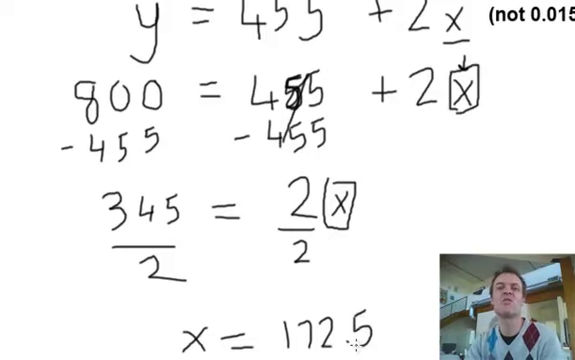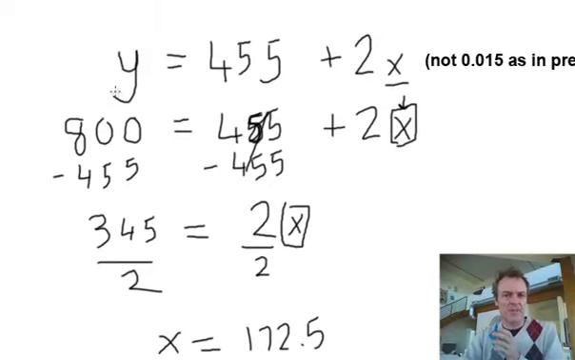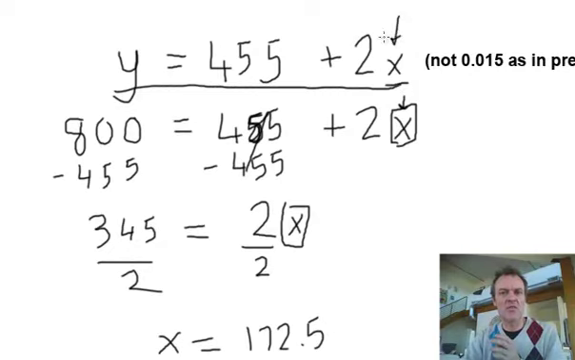All right, but that's using easier numbers. Let's go back to the equation. Now look what we did here. All right, think about this equation. To get to the x, I took away the 455.